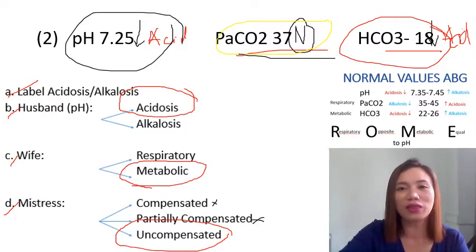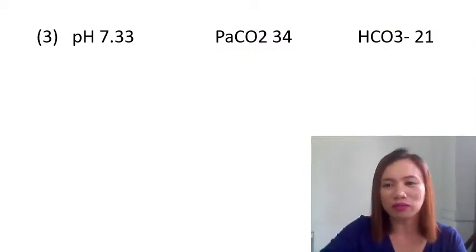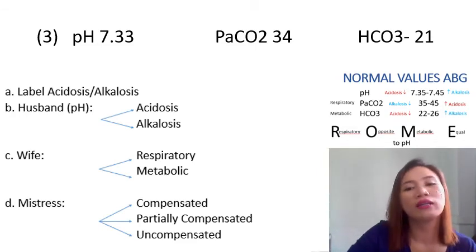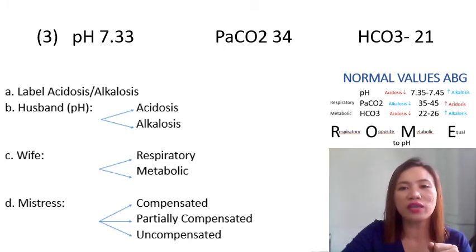Okay, let's look at the third example. Notes out, please. All right. First step, label. Your pH is decreased. Your carbon dioxide is decreased. Your bicarbonate is decreased. Let's identify. pH decrease is acidosis.